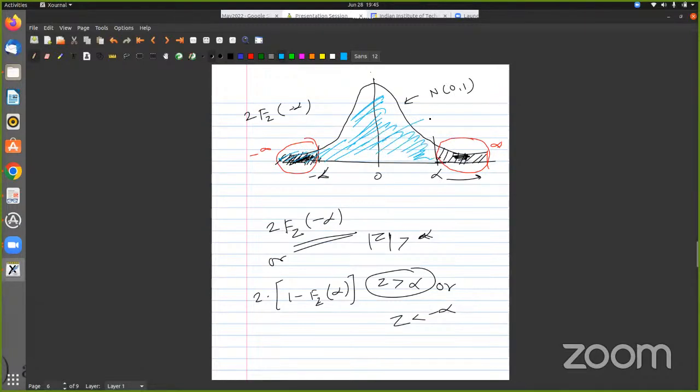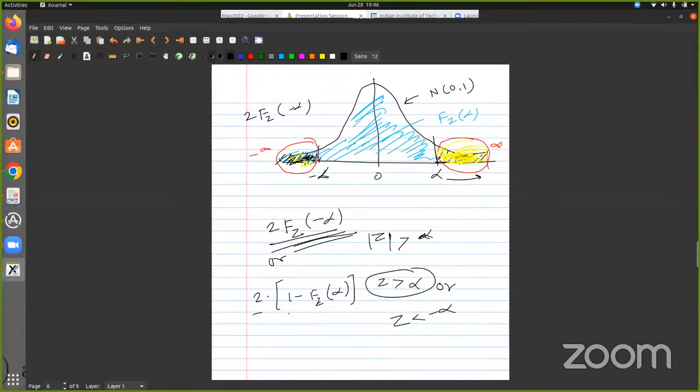This is Fz of alpha, the blue color. And what is 1 minus Fz of alpha? Only the right portion, beyond alpha. So this yellow portion and this portion are the same, so I can write 2 times 1 minus Fz of alpha. So either you can write 2 times Fz of minus alpha, or you can write 2 times 1 minus Fz of alpha, whichever you are comfortable with.